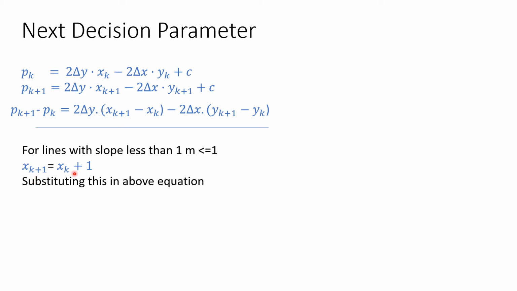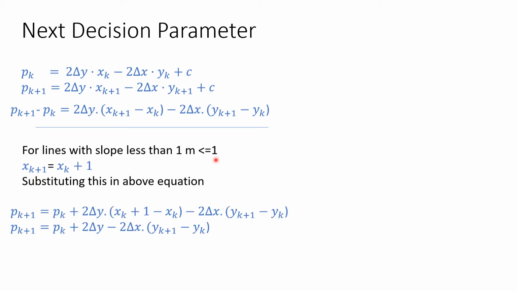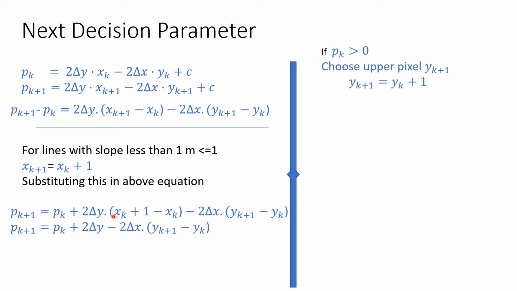X is always incremented by 1 for lines with slope less than 1. We substitute this xk plus 1 as xk plus 1 over here. So this cancels out and this entire term reduces to 2 del y. And we have this as pk plus 1, the equation for the next decision parameter. Now let us take both the cases.